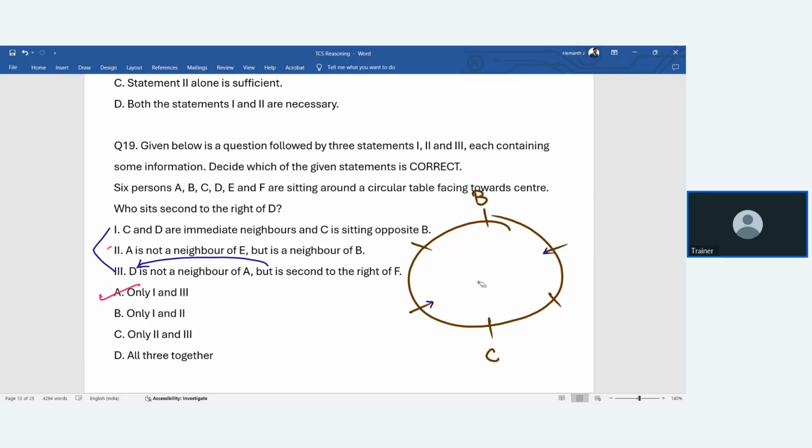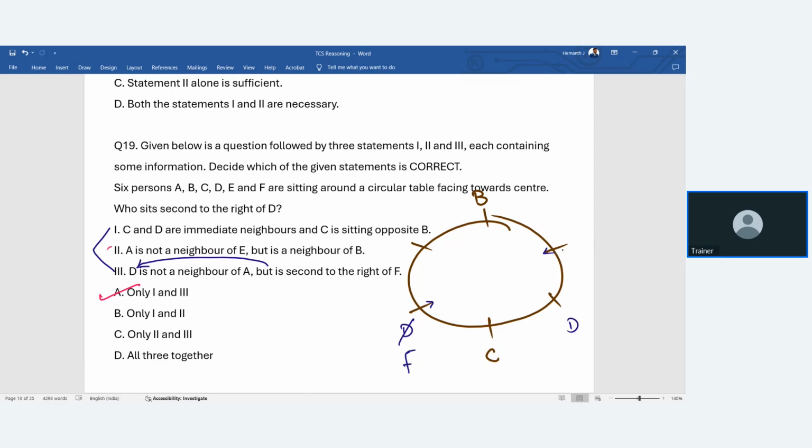Okay, C is opposite to B. C and D are immediate neighbors, either here or here. D may be here or D may be here. Okay, next one, I went for the third one. D is second right of F. If I put F here, second right is D here, possible. If D is here, F should be here, but this is already occupied by B. Then F here, F's second right D, perfectly suitable.